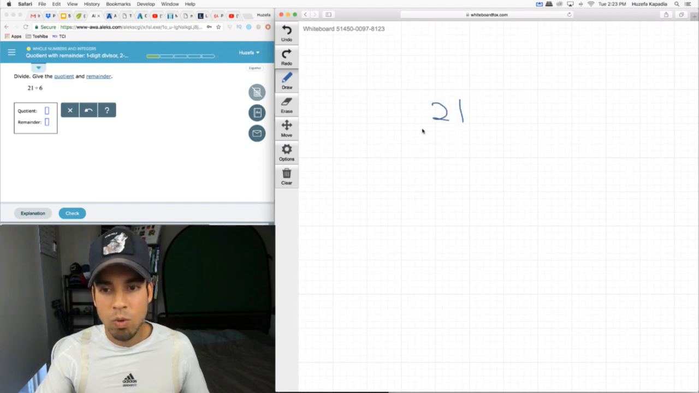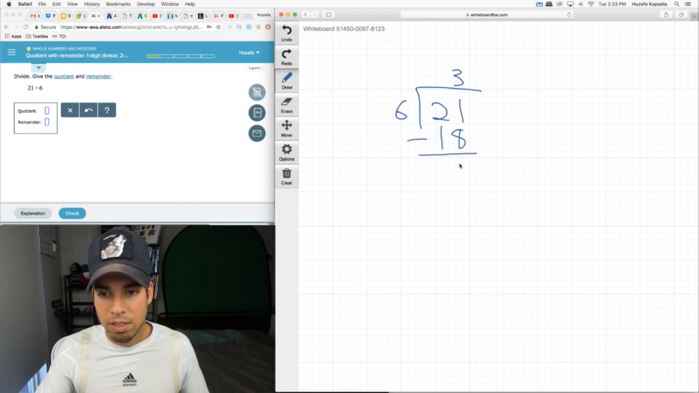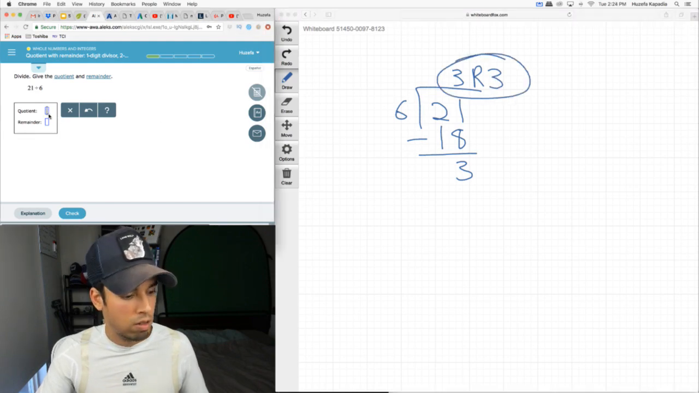We've got 21 divided by 6. 6 goes into 21 3 times. 3 times 6 is 18, minus that, remainder 3. 3, remainder 3.